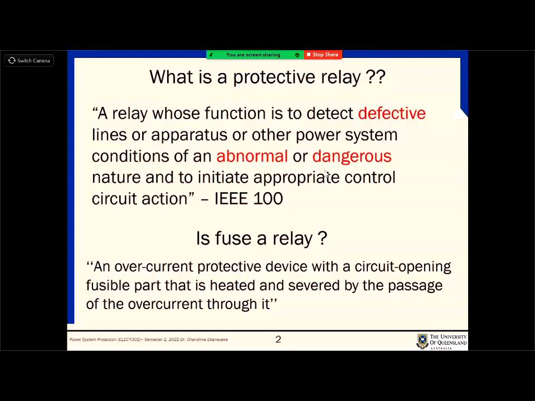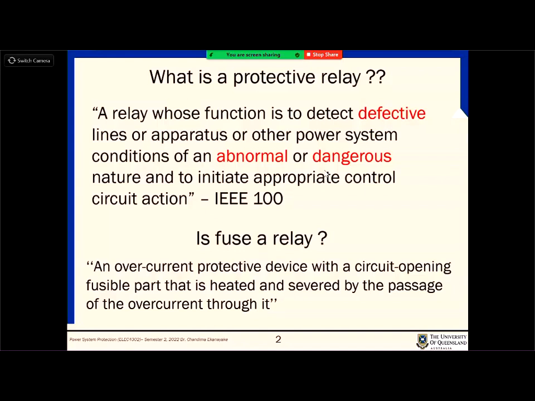Relay is not only for overcurrent, right? Relay can be anything, any defect. With a circuitry opening fuse, it has a fusible part, and as we know, it is heated and severed by passage of the overcurrent. So it is not 100% a relay, but it has some features of a relay. Put it in that way, right?